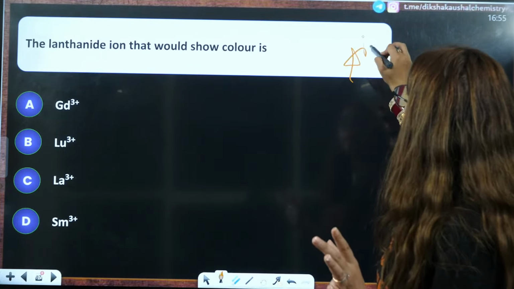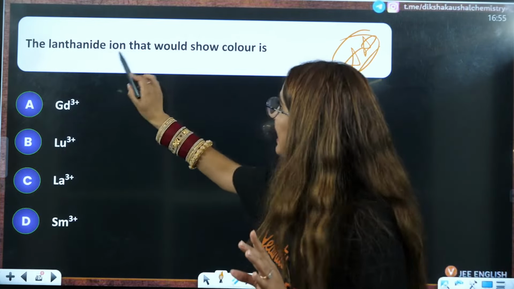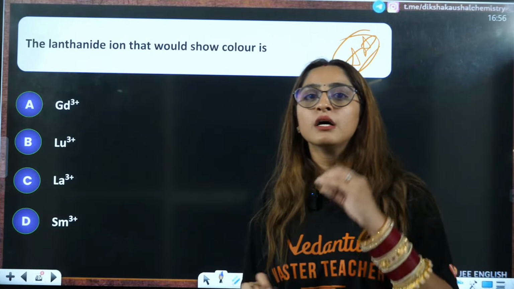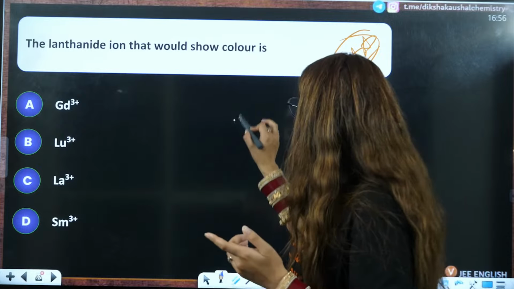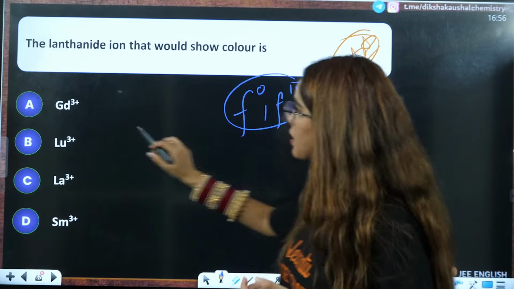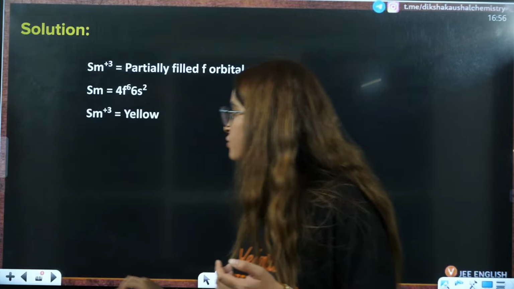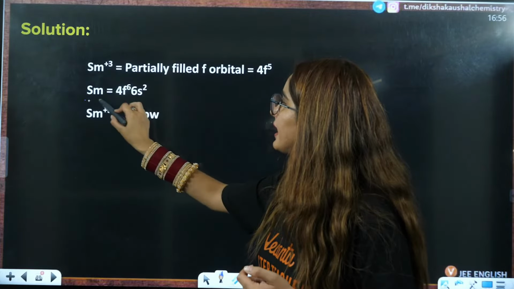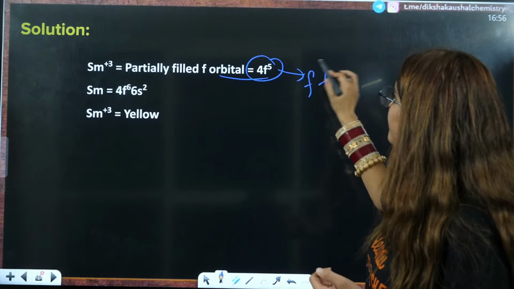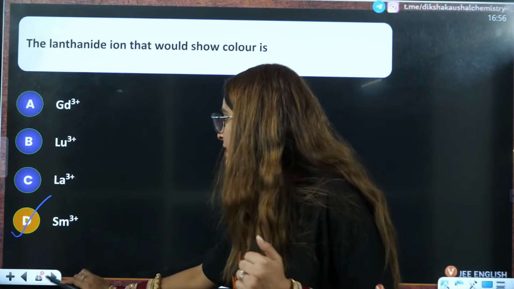Next is a very important question based on the electronic configuration of lanthanoids. The lanthanoid ion that would show color. Color means it should not have F0 or F14 electronic configuration. All these have either F0 or F14. Samarium 3 positive does not have that. It is 4F5. That means it is going to show FF transition. That is why it is going to have some color here, right?